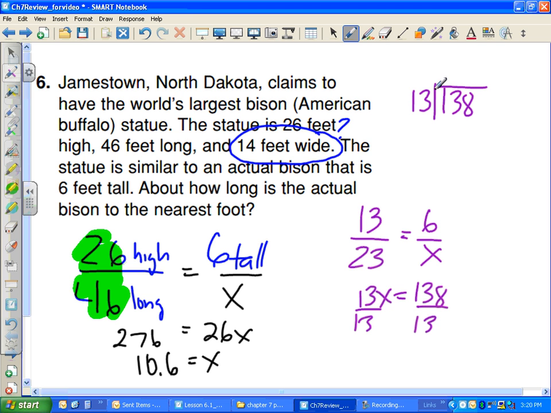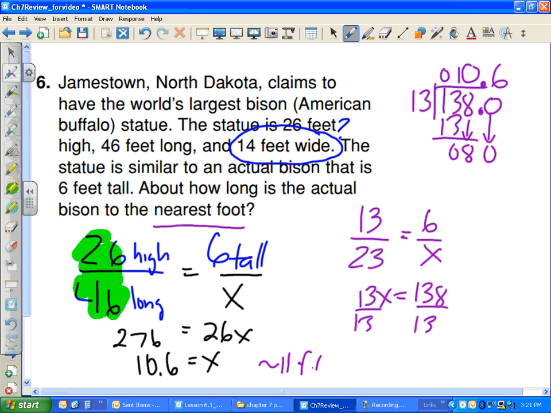13 into 13 is 1. 1 times 13, subtract, that's 0. Bring down your 8. 13 into 8 is nothing. Decimal goes here, decimal goes here. Bring down another 0. 13 into 80 is 6 times, and so forth. I'm going to end right there, but there's your answer pretty much. It's asking for the nearest foot, though, so be careful about that. If you round, this is really around 11 feet.